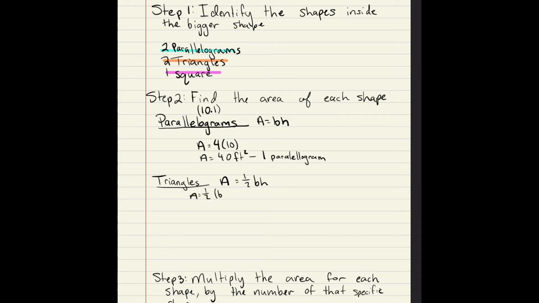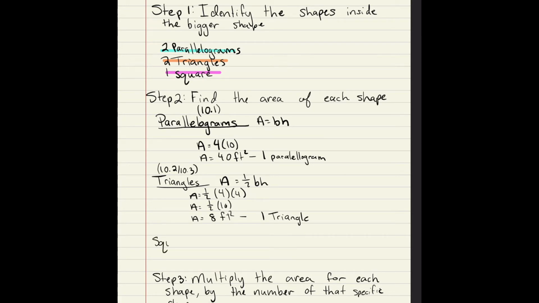Base is 4 times 4 in this case. And I'm going to remember, when I need to find the area for a triangle, look back at 10.2 and 10.3 for help. So I multiply 4 times 4, so I bring my half down. 4 times 4 is 16, so now I have 16 times a half, which multiplying by the half is the same as dividing by 2, so the area is 8 feet squared. And that's for one triangle.